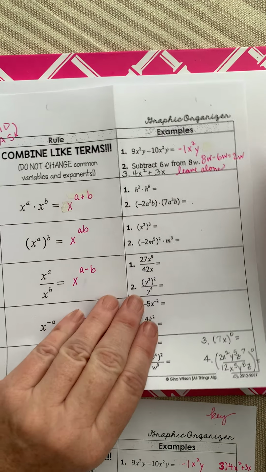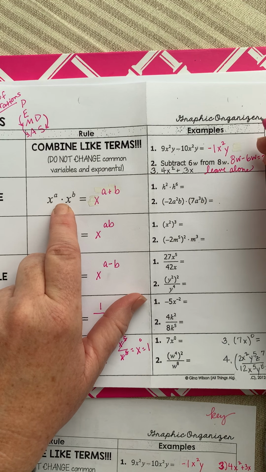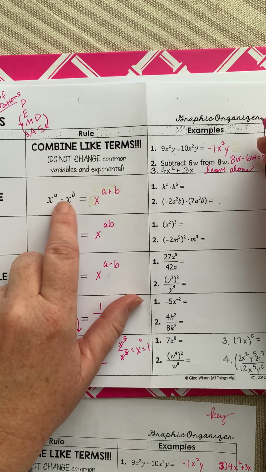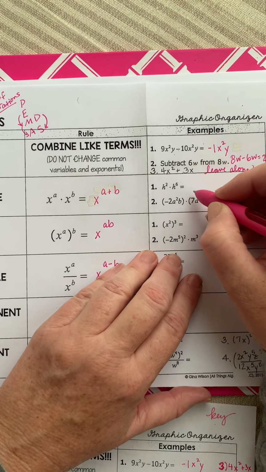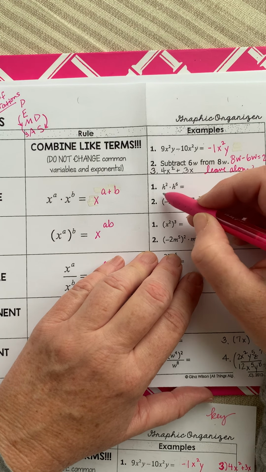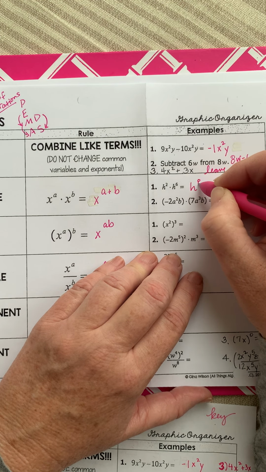All right, the product rule. So our rule over here said that when we are multiplying things that have the same base, but they each have an exponent, we add the exponents. So let's apply that over here. If we've got h to the 2nd times h to the 6th, it's going to be h to the 8th.